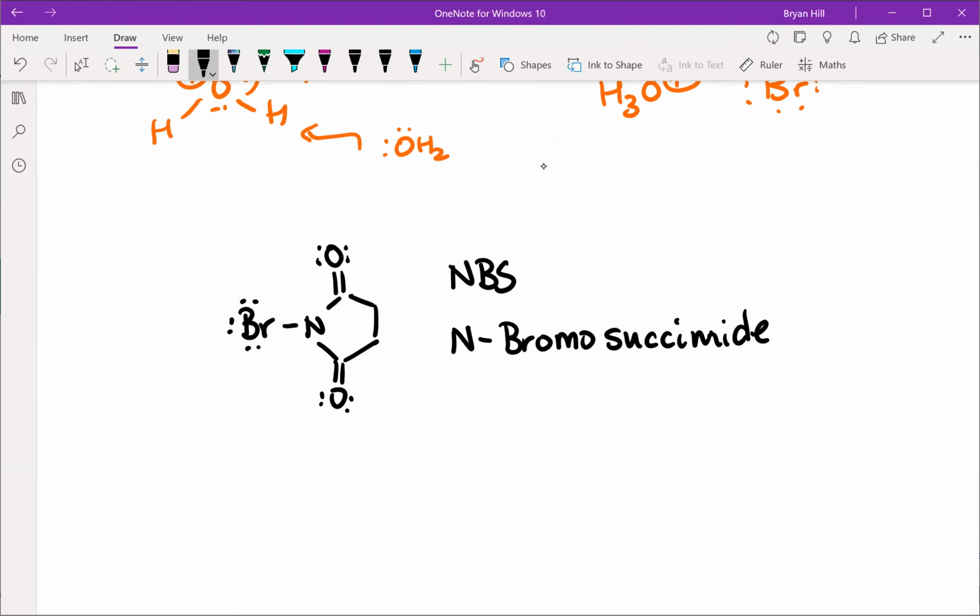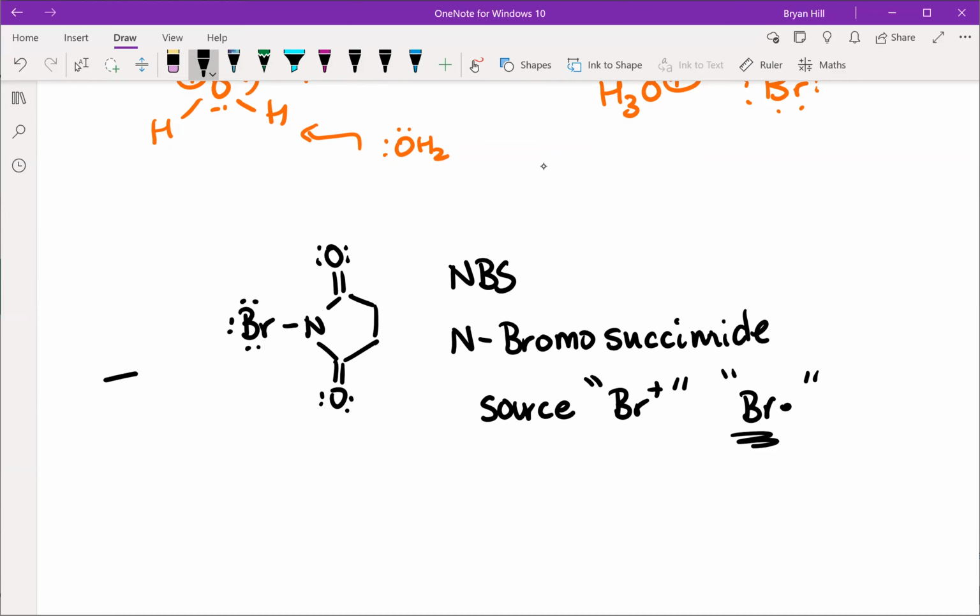The interesting thing about this molecule is that this is a source of Br plus, in quotes, and Br radical, in quotes. So you can use this as a source of Br plus and Br radical. We'll see the radical part later on.